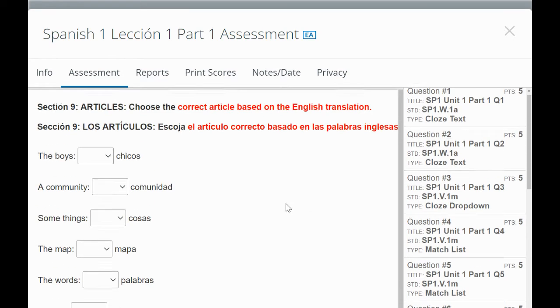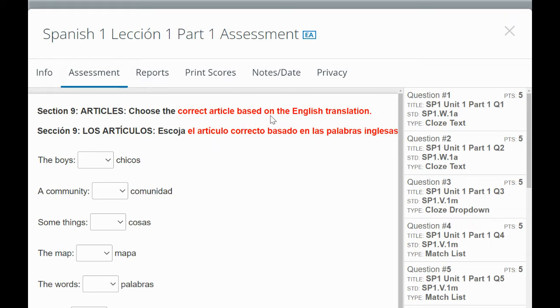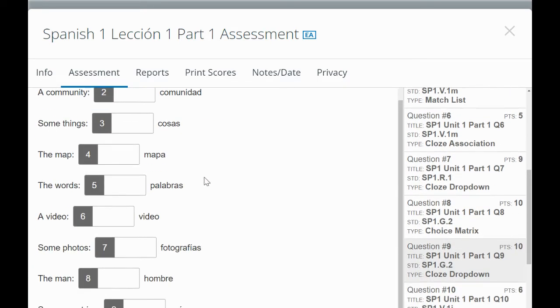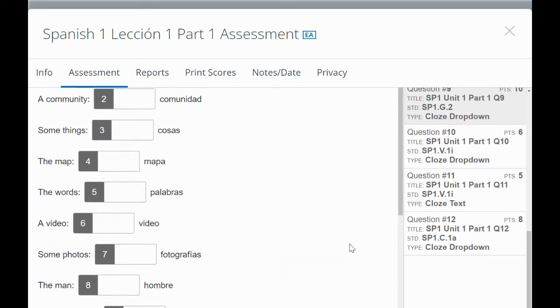Okay, question 9. Choose the article based on the English translation. So if you have the boys, you're going to want to have what, chicos, okay? Make sure that you know that the is expressed el, la, los, and las. And a, like a community, would be un, una, unos, or unas. Okay, you need to know what those are as well, okay? So those are definite and indefinite articles.